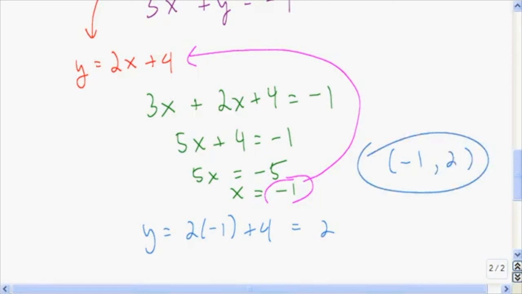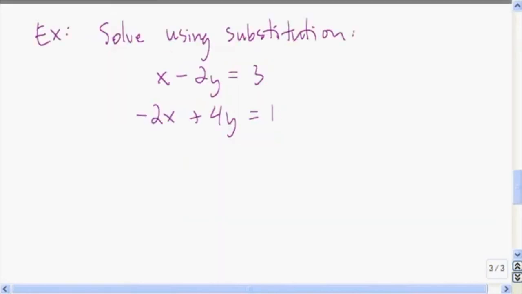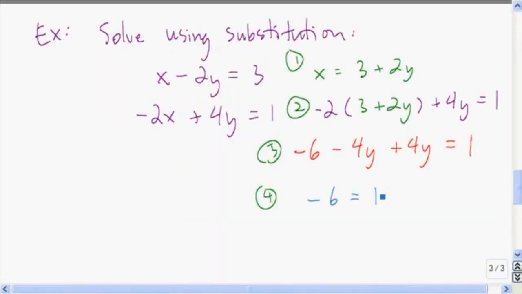All right, I'm going to give you one more of these. Make sure you don't skip this one because I'm going to show you an example of what sometimes is tricky for students. Press pause and try this one.